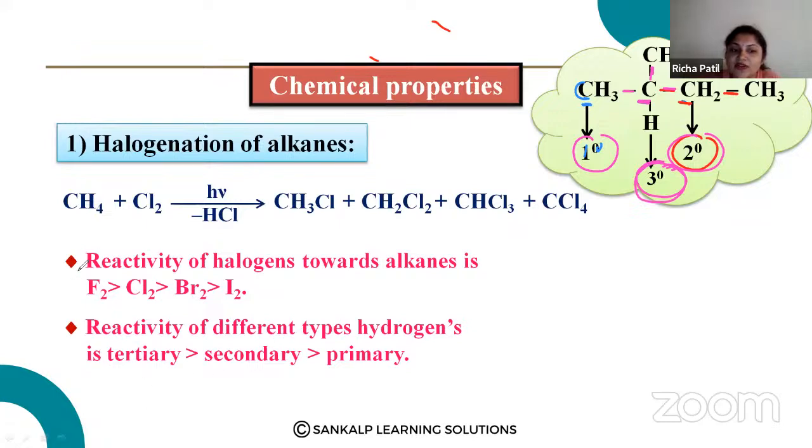So this is the replacement of hydrogen. What is happening here in halogenation of alkanes? There are four hydrogens present. At each step, what is happening? You can see there is a series of molecules which is formed.